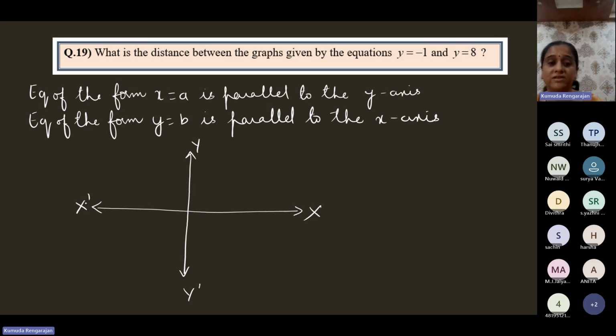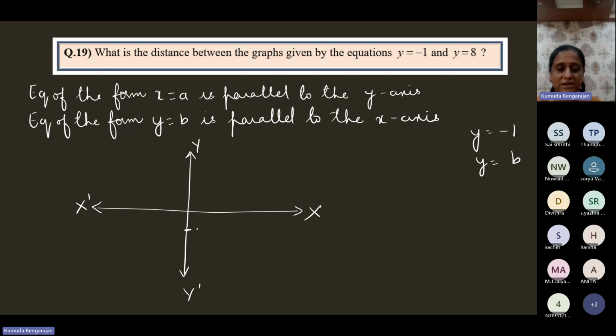So here we have y is equal to -1, which is clearly of the form y is equal to b. So if we have an equation of the form y is equal to b, then the graph of this equation will be parallel to the x-axis. The line can be above the x-axis or below the x-axis. So look at that number. Is it positive or negative? It's negative. Negative means it's below the x-axis. And what's the distance? 1 unit.